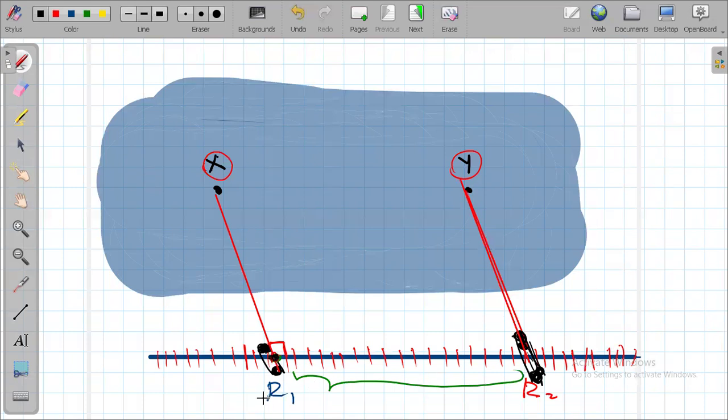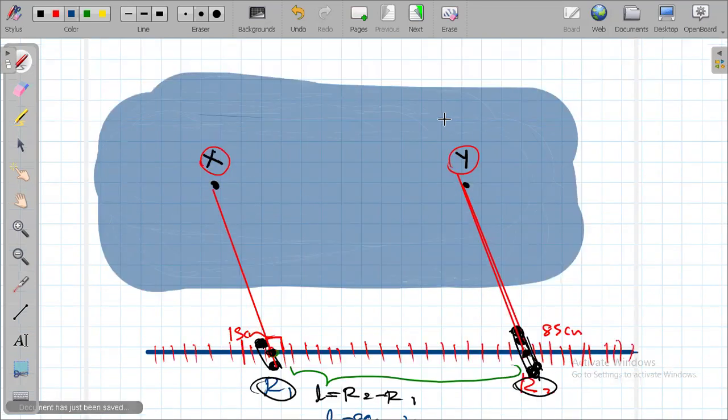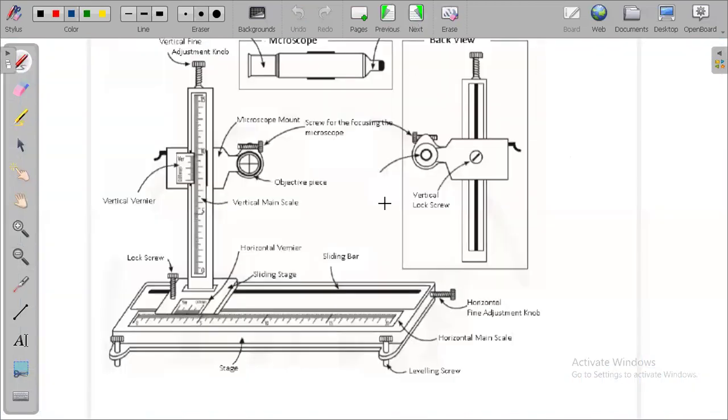So you took this measurement as R1 and this measurement as R2. The difference between them will be the reading R2 minus R1. For example, if it was 15 centimeters here and this is 85 centimeters, what is the reading? The reading will automatically be 85 centimeters minus 15 centimeters, so your reading will be just 70 centimeters. Like that, the traveling microscope uses something exactly similar.